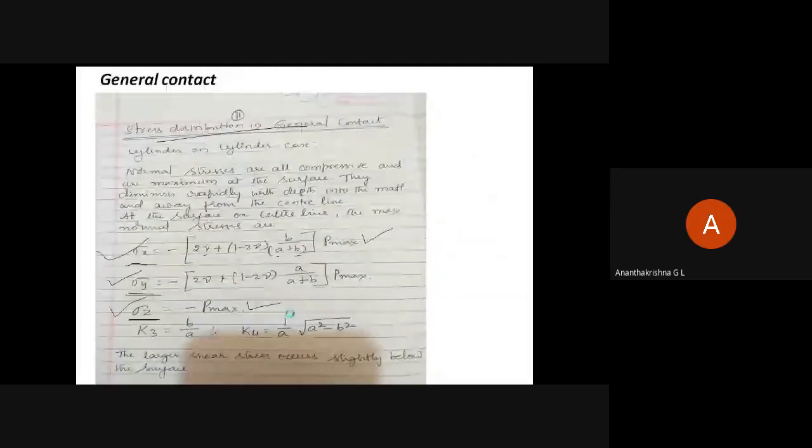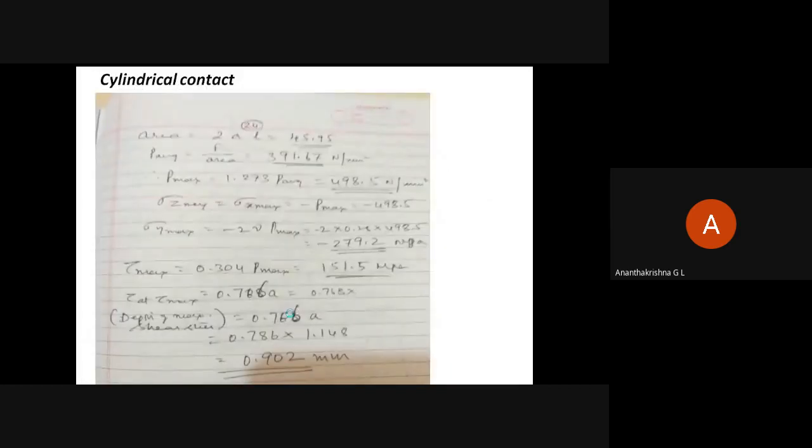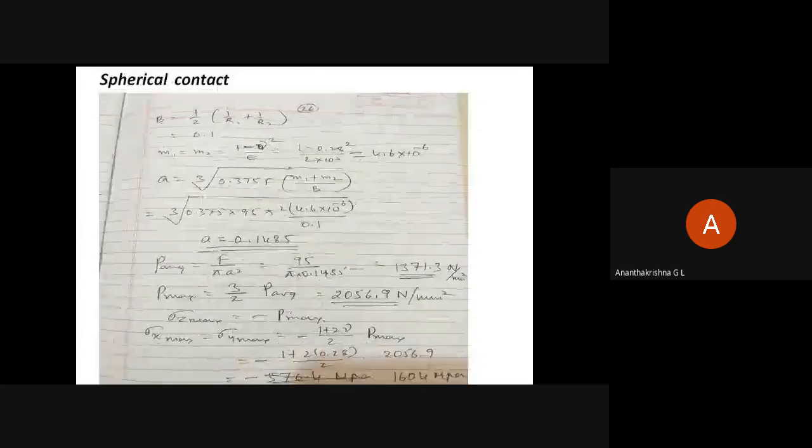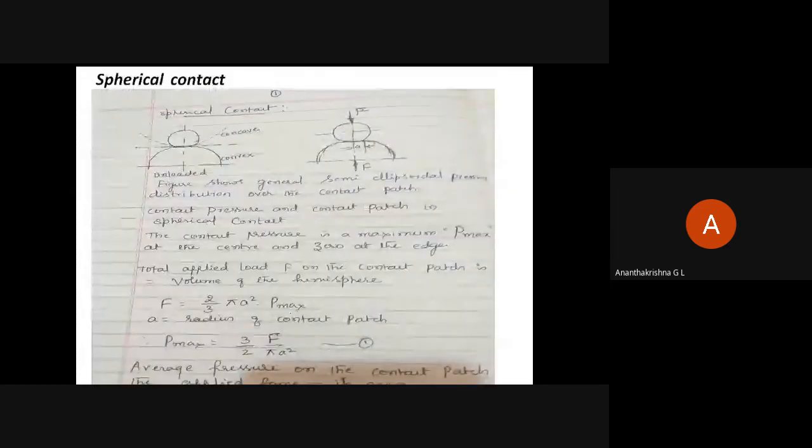Before we go to dynamic contact stresses, we'll briefly go through what we learned in this chapter so far. Is that okay, Mithun? Okay, sir. So after the adhesive wear part, we went with spherical contact. Again, we took the total applied force to be equal to the volume of the hemisphere, given by 2 by 3 pi into A square into P max. From there we extract the value of P max, the maximum pressure. This is what we have been doing.